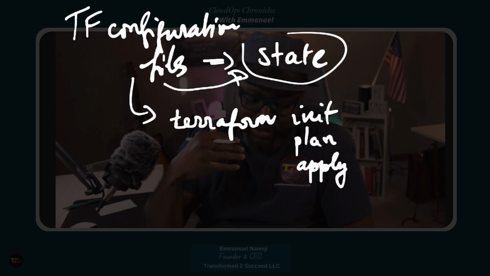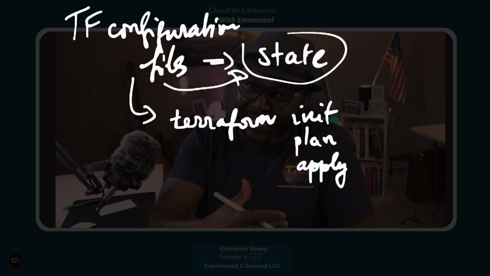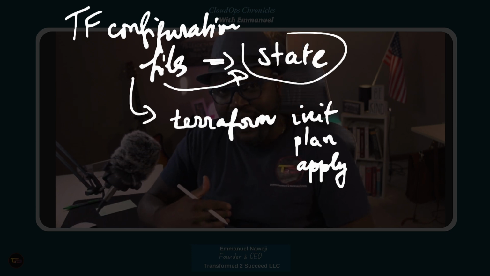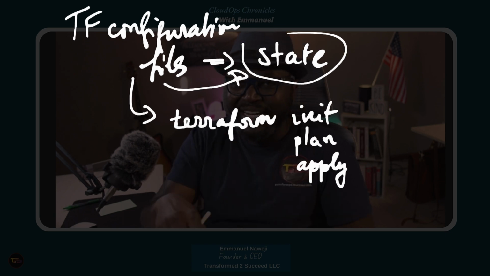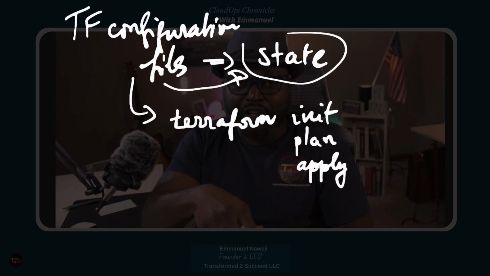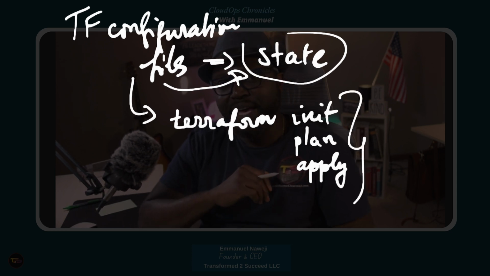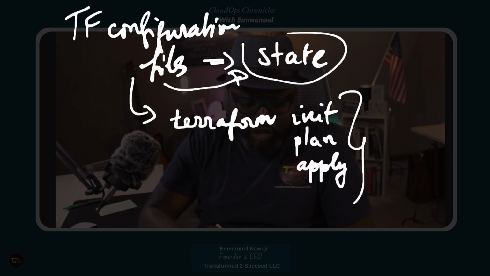So you build, you write, you design your infrastructure, which you reflect in the Terraform configuration files. And these files define the state in which you want the different components of your infrastructure to be in. And how do you apply those? You apply those by running these commands. And that's pretty much what you do.